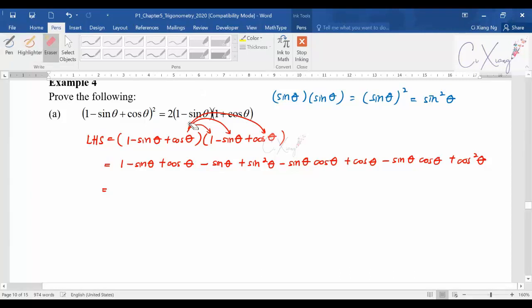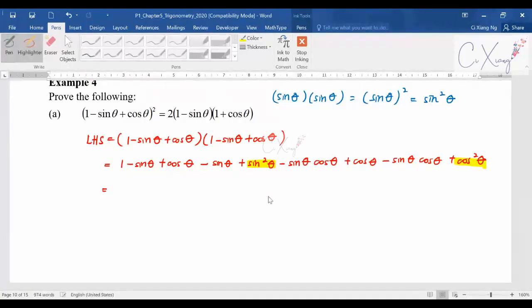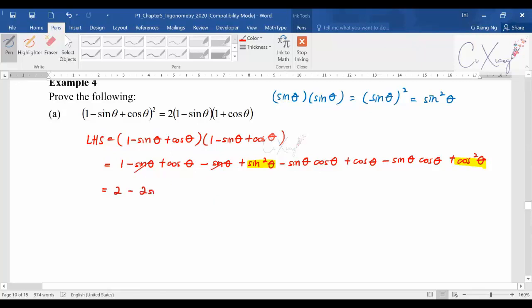When you want to simplify and factorize, generally, maybe you can look at this one first. You're having sine square plus cos square. According to the identity that we learned just now, sine square plus cos square equals 1. So 1 plus 1 in front here, you will get a 2. After that, negative sine theta, you have another negative sine theta here, so you're having negative 2 sine theta. Then followed by the cos. I'm having cos theta and cos theta here, therefore I'm having 2 cos theta. And then the last one, sine theta cos theta, you're having 2 terms, so it will be negative 2 sine theta cos theta.